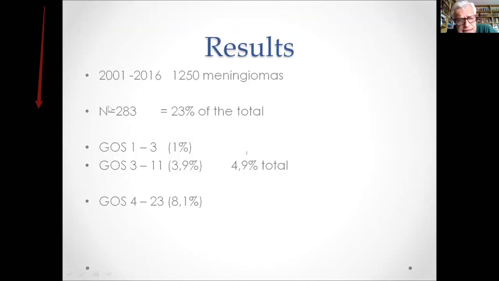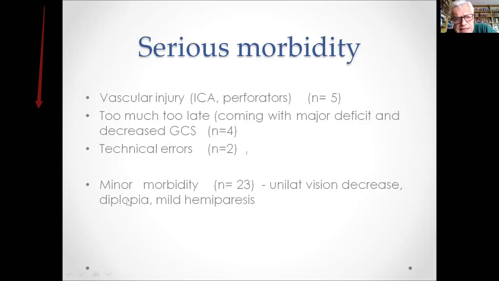Again, the result: we have had about 280 sphenoid wing meningiomas. And again, we had 5% of complications or deaths. That's almost unavoidable. And again, some temporary or permanent small deficits. What were the causes of these disasters?